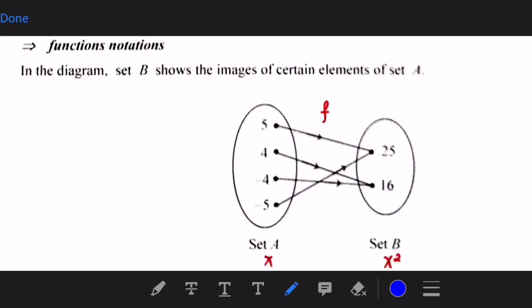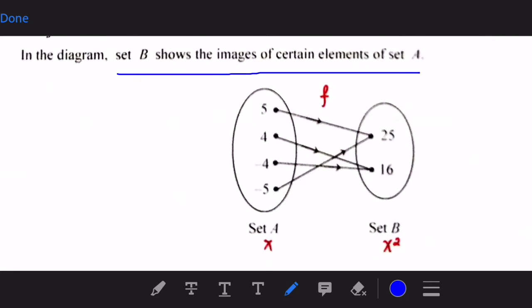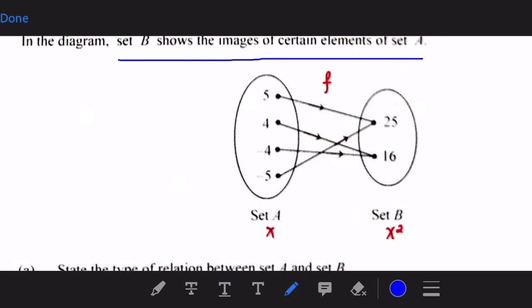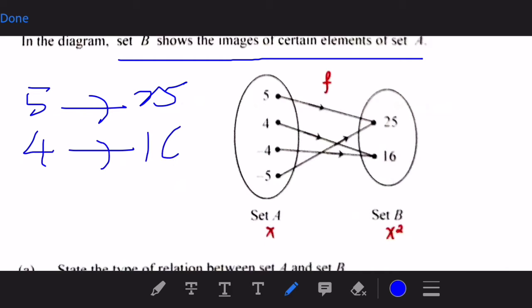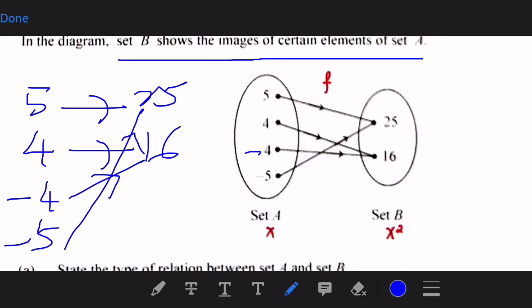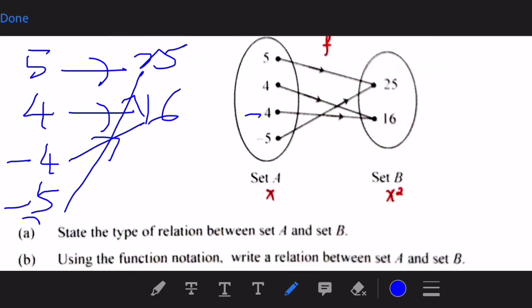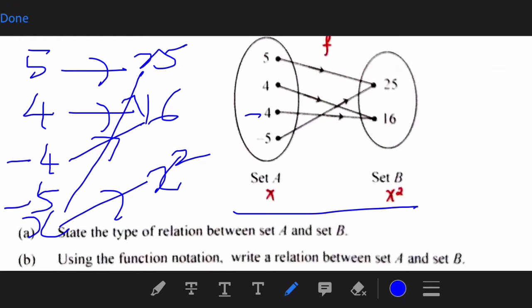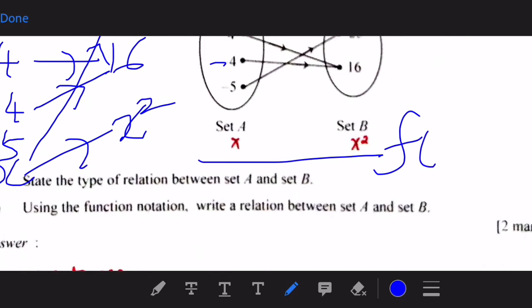Okay, function notation shows the image of certain elements of set A in set B. So let's figure out: 5 goes to 25, what do you do? You square it. 4 goes to 16, isn't it you square? -4 also you square, get 16. -5 you square, you get 25. So the function that you will write is x goes to x squared, right? So the function notation is f of x equals x squared, right?